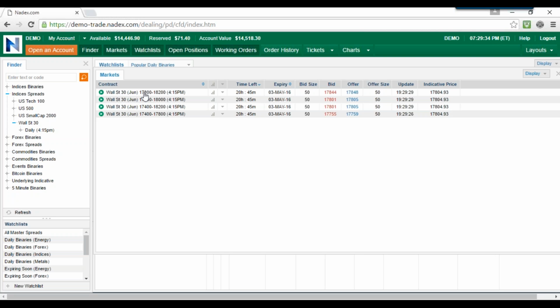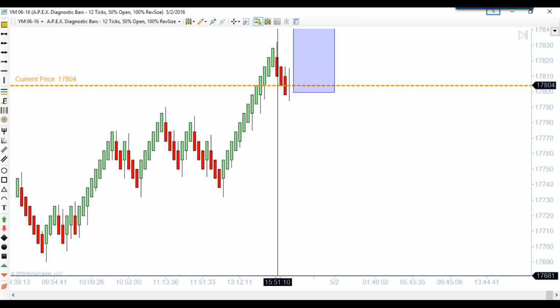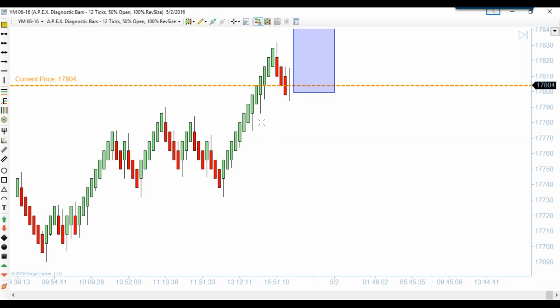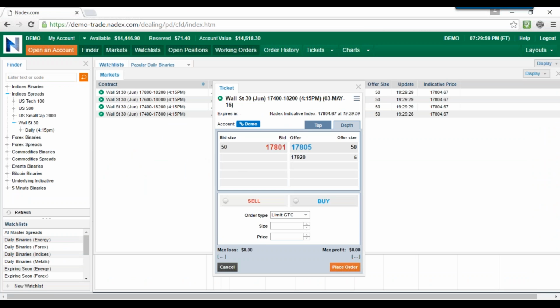Now, let's take a look at something. What if I bought this spread, 17.4 to 18.2? Okay? So 17.4 is way down here. 18.2 is way up there. So I'm getting in kind of in the middle of this, right? If I were to buy this spread, my max loss is $405. So I'm getting in the middle. And I can make about 400 bucks.